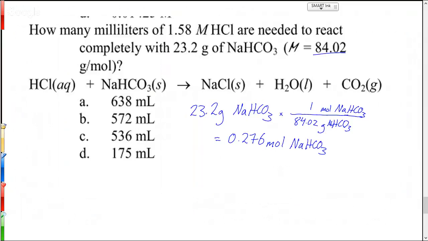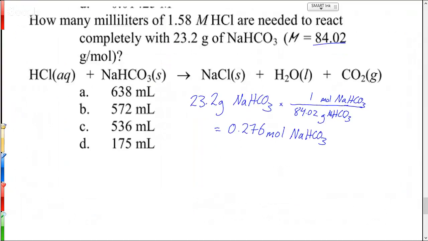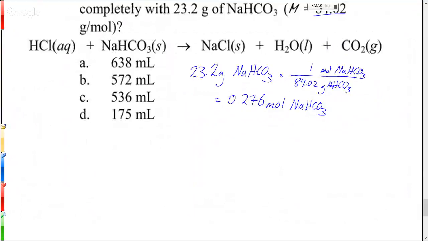So what is the mole ratio between sodium bicarbonate and HCl in the reaction? 1 to 1, right? Because the equation just has coefficients of 1. That is a balanced equation. So that means we also need 0.276 moles of HCl.